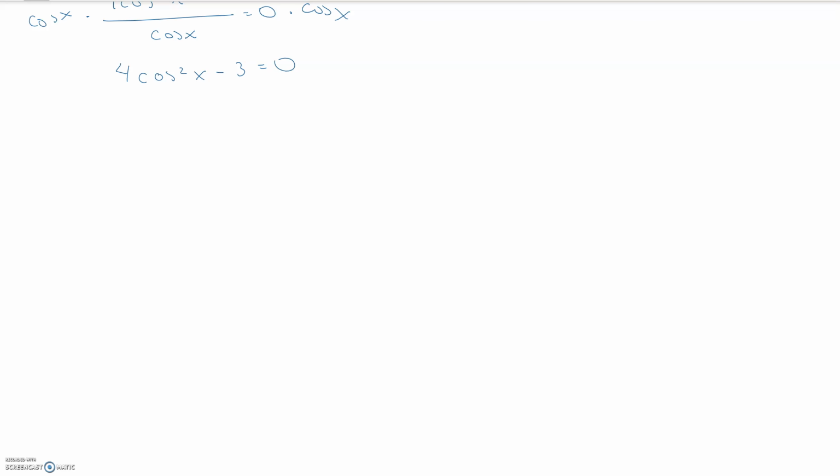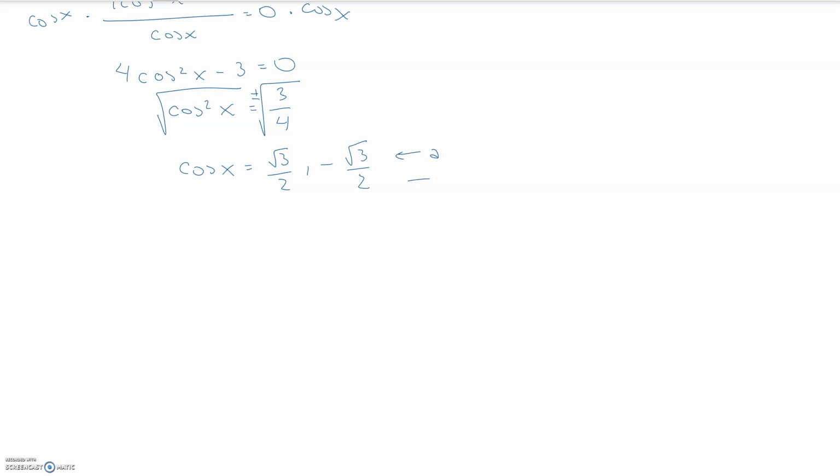I'm trying to isolate the trig function now, so I'm going to add 3 and divide by 4. I get cosine squared x equals 3 over 4. When I take the square root of both sides, I have to remember to do the plus or minus. I end up with cosine x equals positive rad 3 over 2 and negative rad 3 over 2.